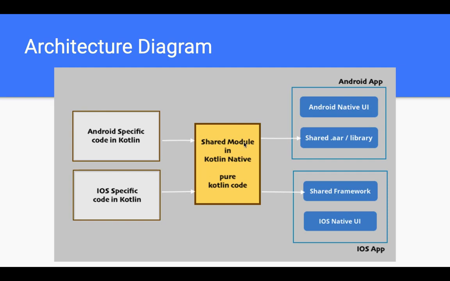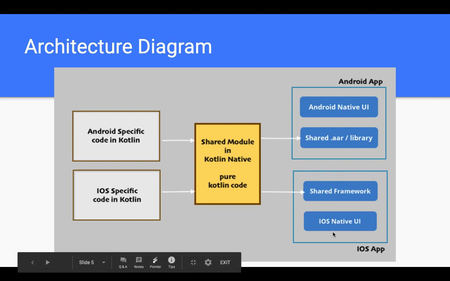This shared module will be generated as an AAR file or a shared module or a library project for Android, and then native Android UI plus that library will create our Android app. Similarly, the shared module will be converted into a shared framework. This framework will be used by iOS native UI, and in this way the iOS app will be developed.